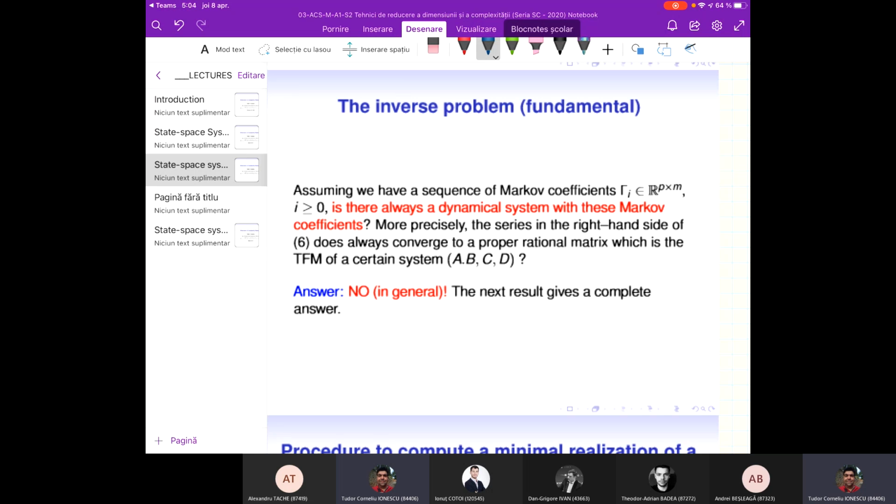It further says here, more precisely, the series in the right-hand side of 6 is always converging to a proper rational matrix, which is the transfer matrix of a specific ABCD system. This is the question: is it possible from a sequence of data to construct a dynamical system to match exactly that data? Well, I'm afraid the answer is no. It's not necessarily possible to get a dynamical system to describe that specific data.